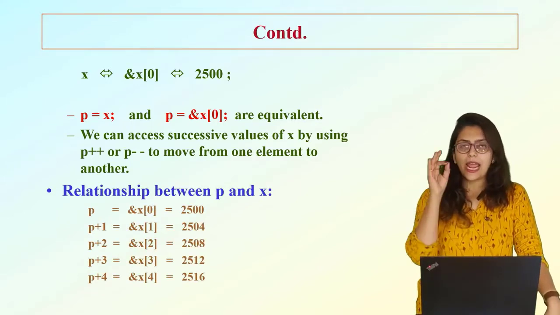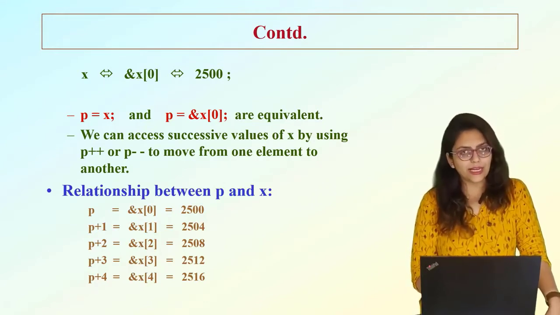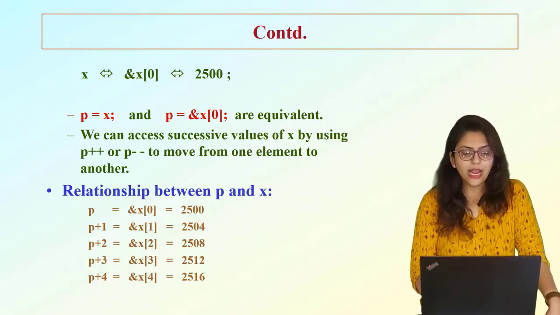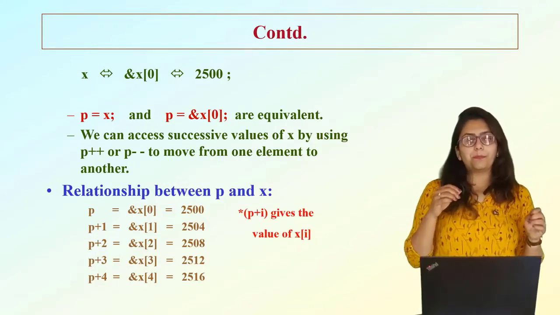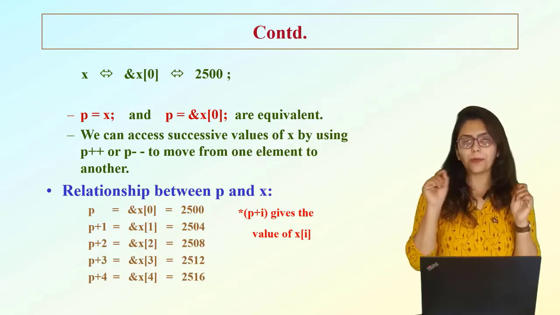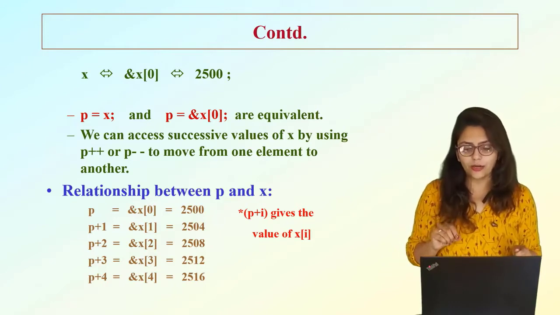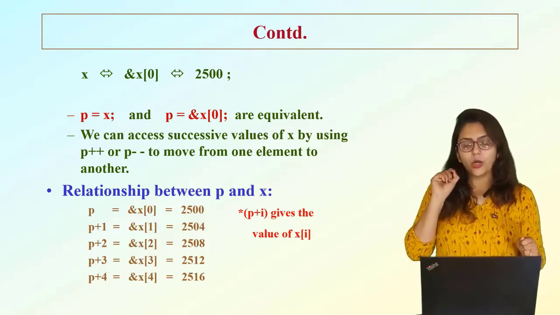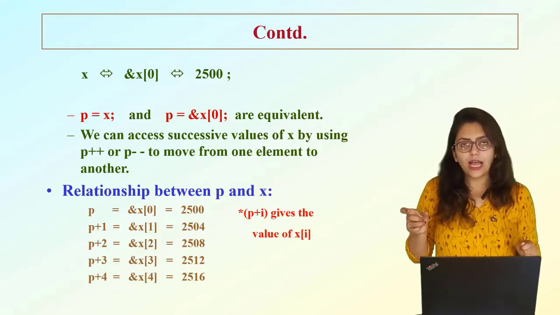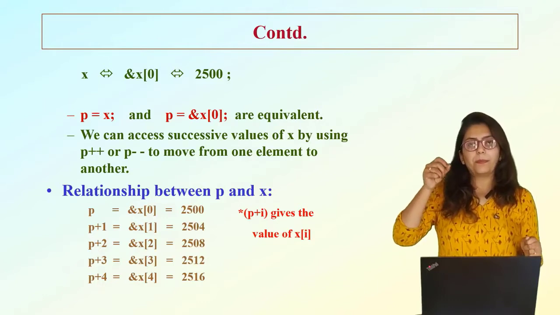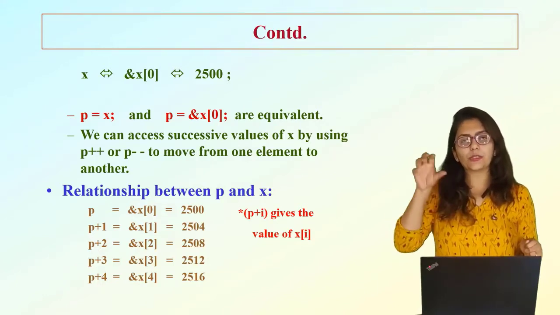So p equal to address of x[0], that is 2500, p plus 1 equal to address of x[1], that is 2504 and so on. This is how you can write it. Also you can write *(p + i), so value stored at p plus ith location. So *(p + i) will be similar to x[i]. The element x[0] can be written as *(p + 0), right? x[1] can be written as *(p + 1).